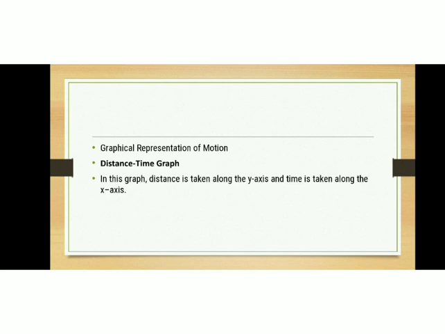So what is the importance of graphical representation of motion? We can interpret the data quickly whenever we represent anything in the form of a graph. That is a peculiarity of the graph. So it's very important to study the graphical representation of different types of motion. The first graph of this chapter is the distance time graph. In the distance time graph, distance is taken along the y-axis and time is taken along the x-axis.